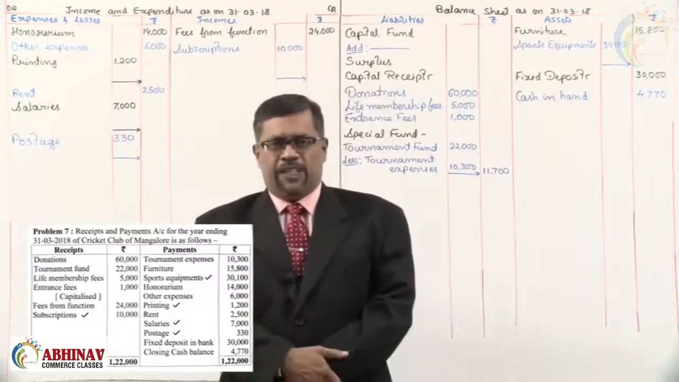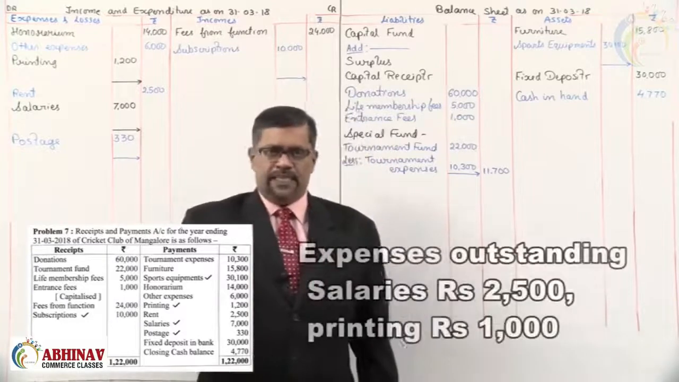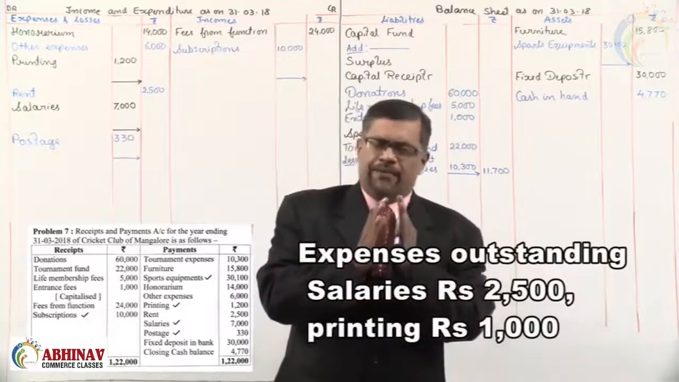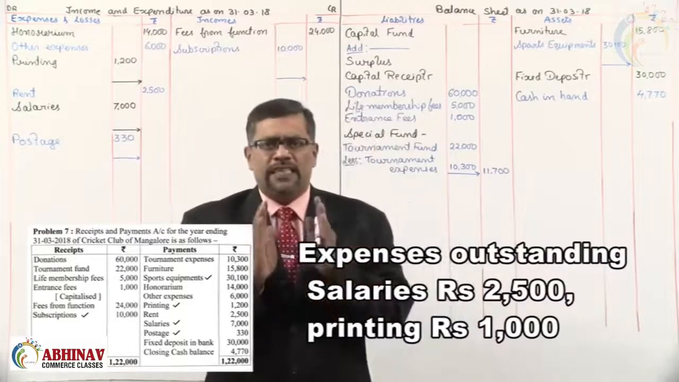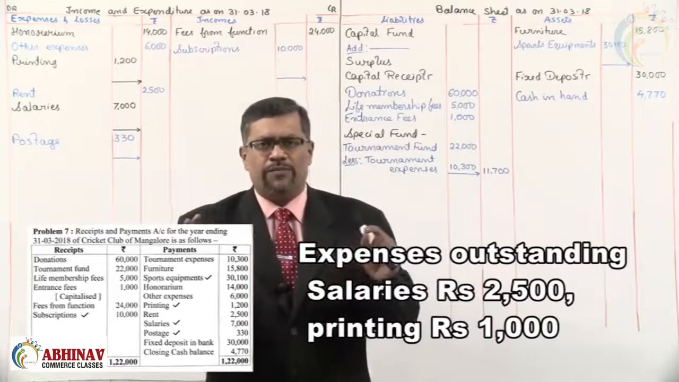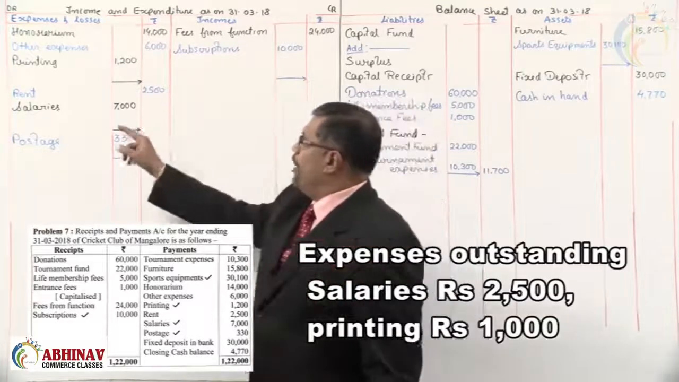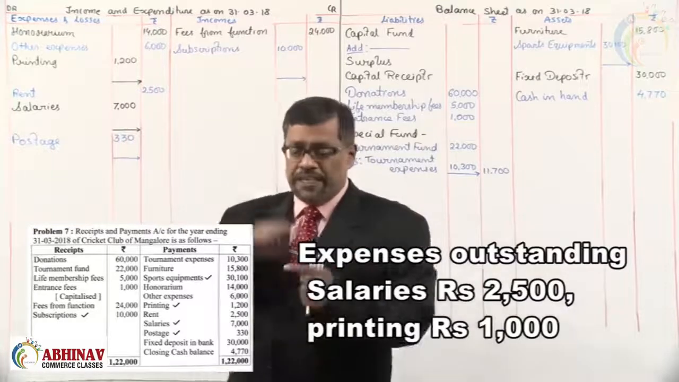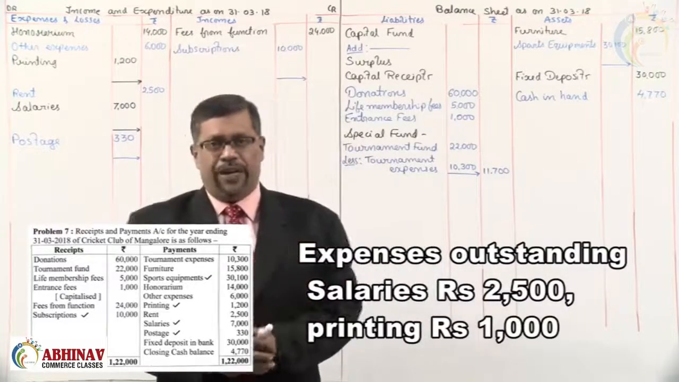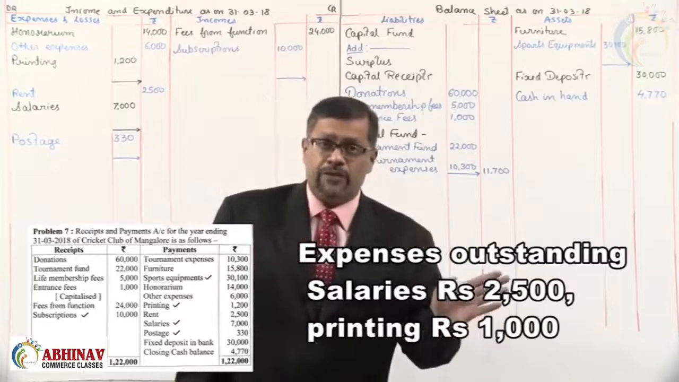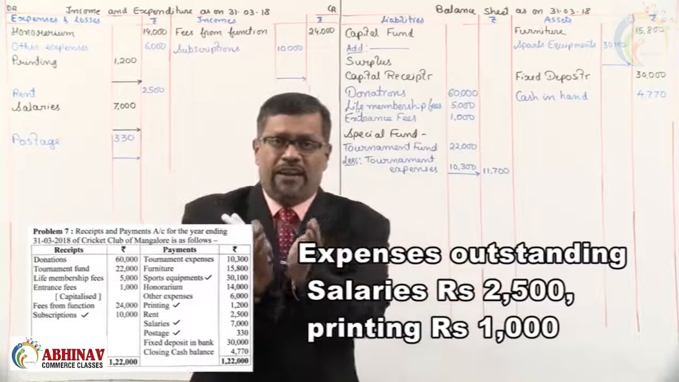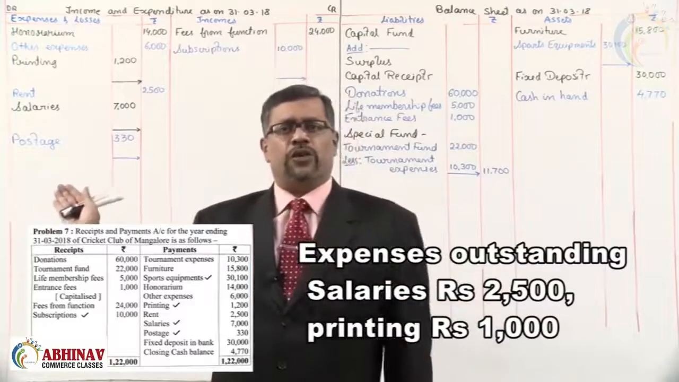Let's see the first adjustment. Expenses outstanding are salaries and printing. First we'll see salary. How much is salary outstanding? 2,500. How much salary have we already paid? 7,000. Outstanding salary means what? Still we have to pay 2,500. Paid 7,000. Still to pay 2,500. So total salary 9,500 to be shown in the account.